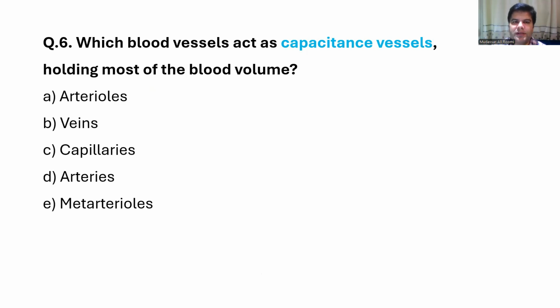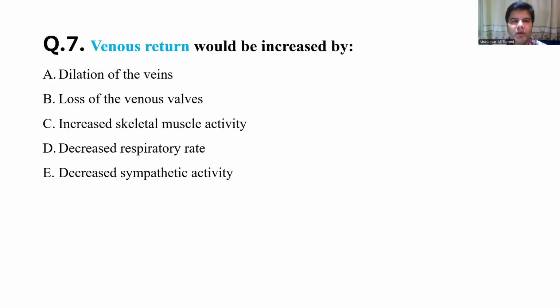And the answer is veins. So veins, they are also called as capacitance vessels or compliance vessels because veins are the blood reservoirs. They store about two-thirds of the total blood volume of our body. This is because the caliber or the diameter of the veins is larger than that of arteries, and also veins can be easily expanded because they have got less smooth muscles in their walls.